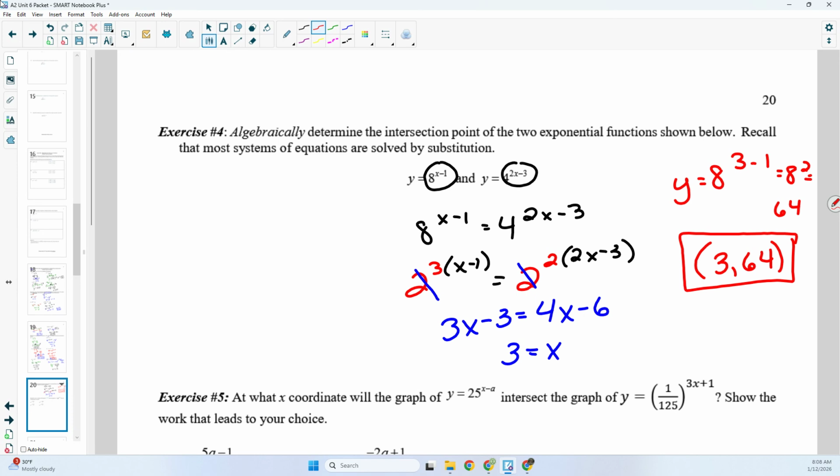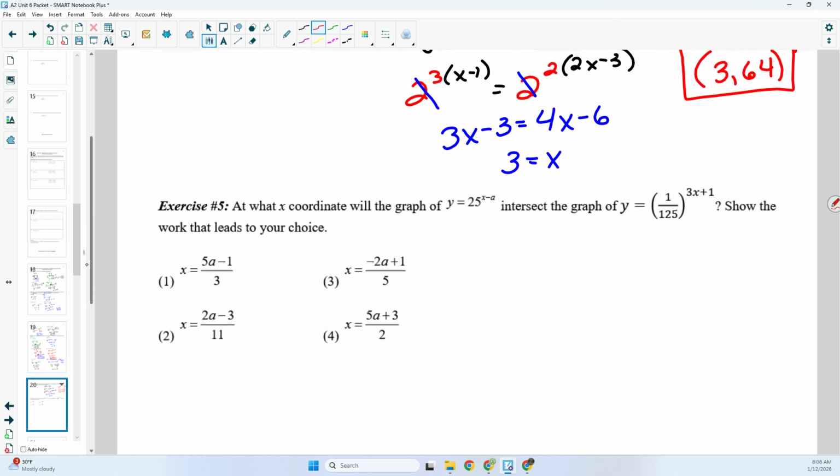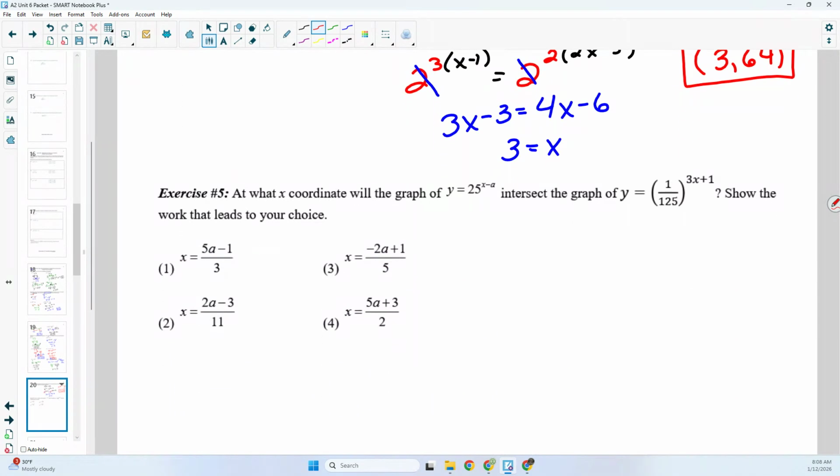So here is a little bit of a step up because we have an extra variable in this equation. It says, at what x coordinate will the graph y equals 25 to the x minus a intersect the graph y equals 1 over 25 to the 3x plus 1. So again, we're going to use substitution and set these equations equal to each other.